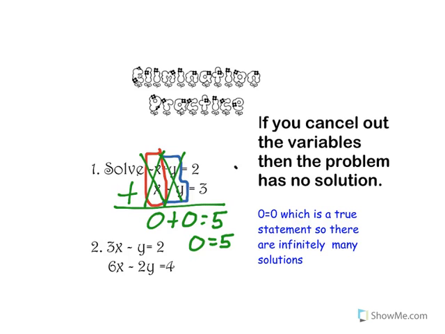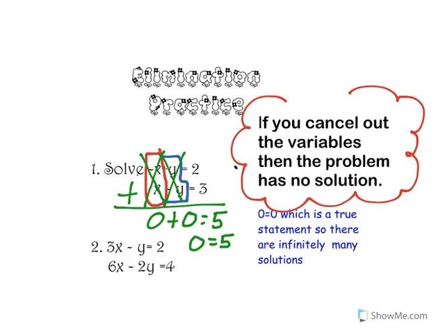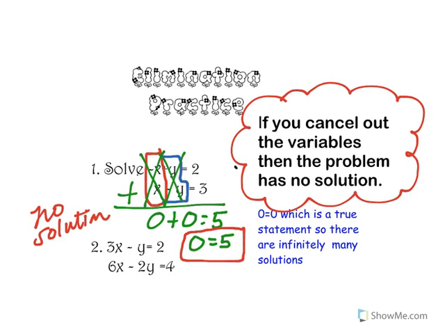So one of your little notes over here says if you cancel out the variables, then the problem has no solution. So if you cancel out the variables with an untrue statement, like number 1, the problem has no solution. Because this is not true.